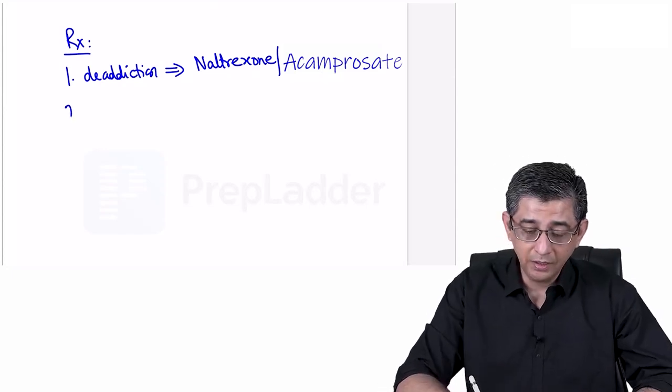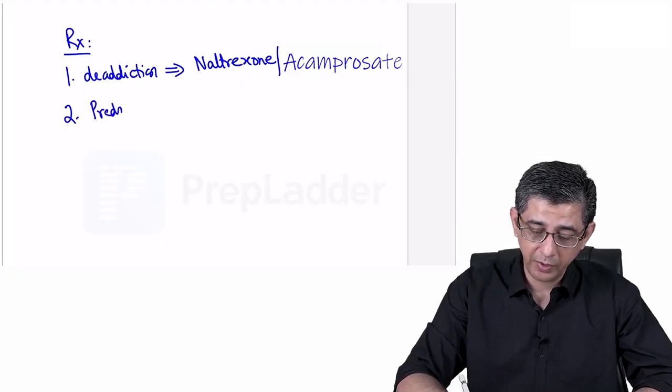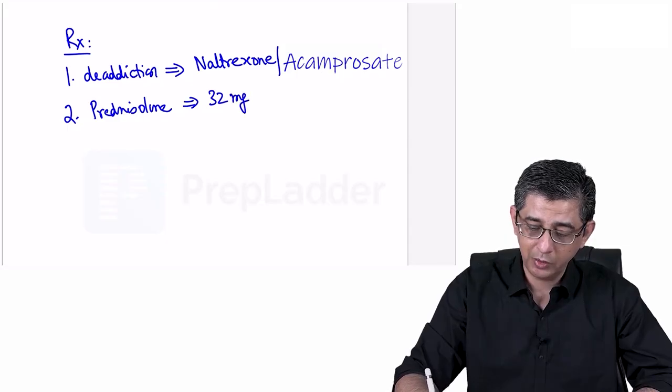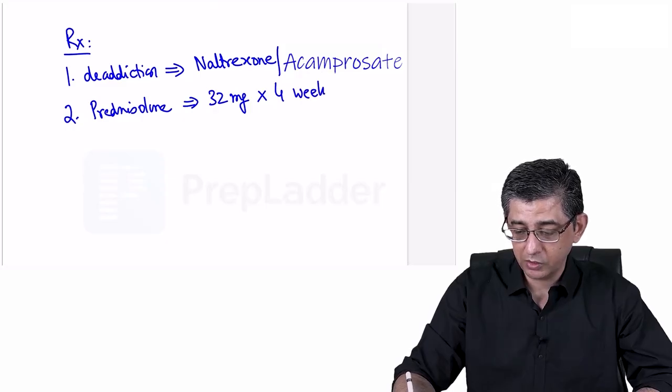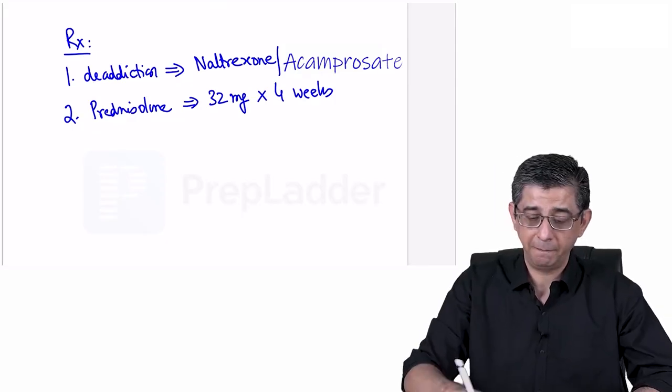And once he's clean, in the sense that he's off alcohol, we will be starting this individual on prednisolone. The main objective is to prevent the deterioration. You don't need to remember the dose. It is mainly to prevent the deterioration into alcoholic cirrhosis. So a 4 weeks course of steroids would be prescribed to this patient.